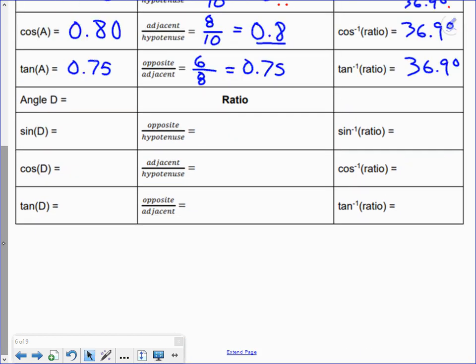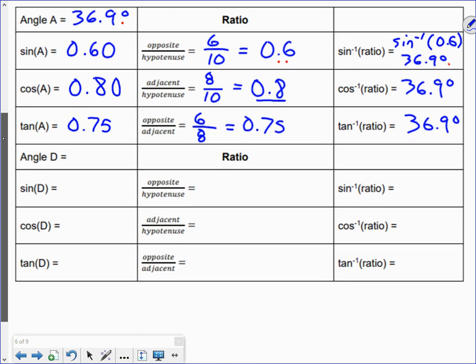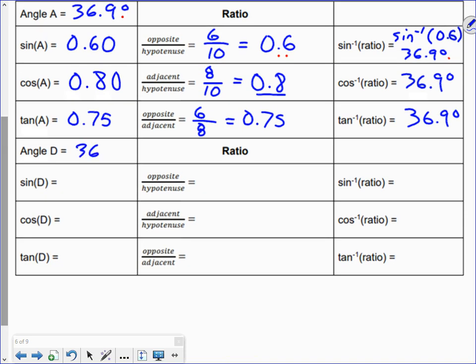So we expect when we put 36.9 degrees into our calculator, of course, we're going to get the same thing here for sine D. Now, the lengths of the sides are different, though. Opposite is now 18. Our hypotenuse is now 30. But when we do that division, we get the exact same ratio.